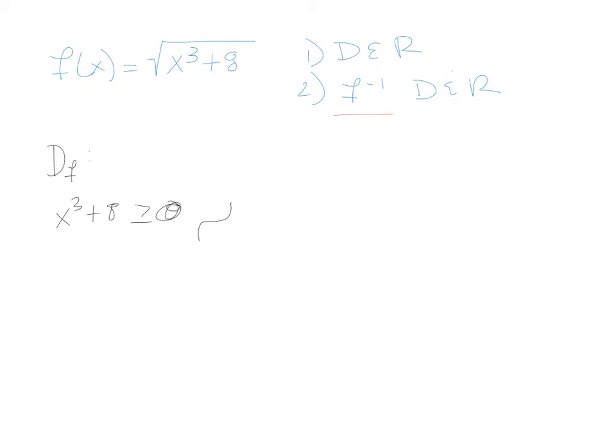And so x to the third equals negative 8, and I can find the cube root of that so that x is equal to negative 2. And so that means everything from negative 2 and onward is going to be fine, and everything below negative 2 is no bueno. So I can start at negative 2 because negative 2 will make it 0. Anything smaller than negative 2 will make that radical negative. And I can go all the way up to infinity.